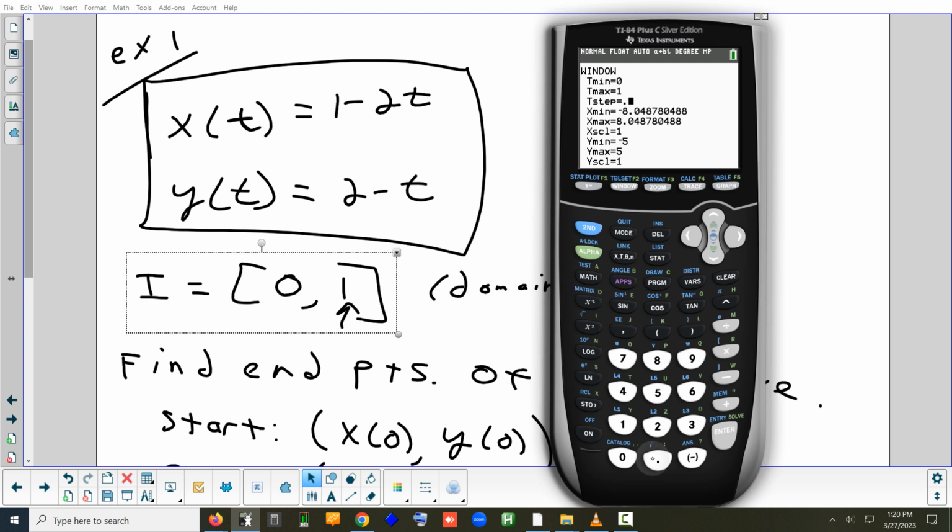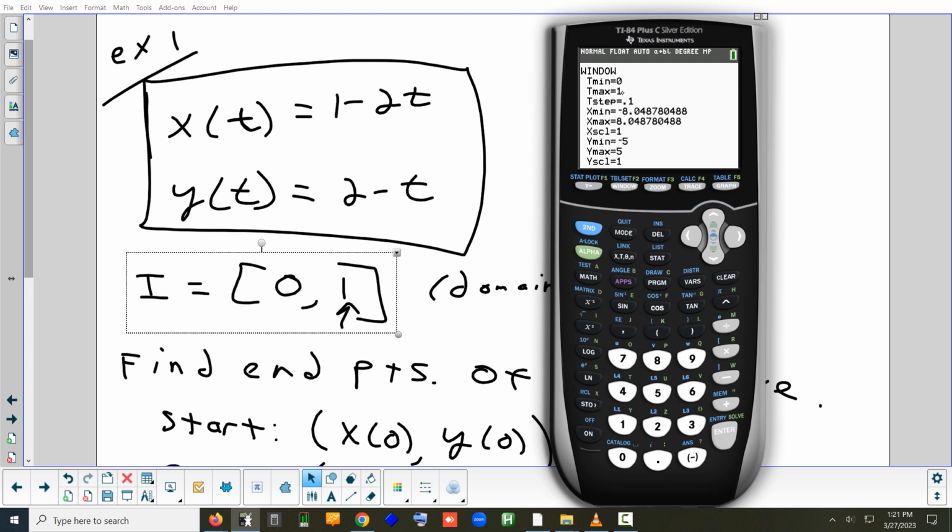Let's say you set your t-step to 0.1. You're going to start at 0, and then you're going to plug in 0.1 into both of these equations and graph that point. Then you're going to plug in 0.2 into both equations, graph that point. 0.3, 0.4, 0.5, 0.6, 0.7, 0.8, 0.9, and 1. So if you step by intervals of 0.1, from 0 to 1, you're going to graph 11 points, which is more than you need for this picture.